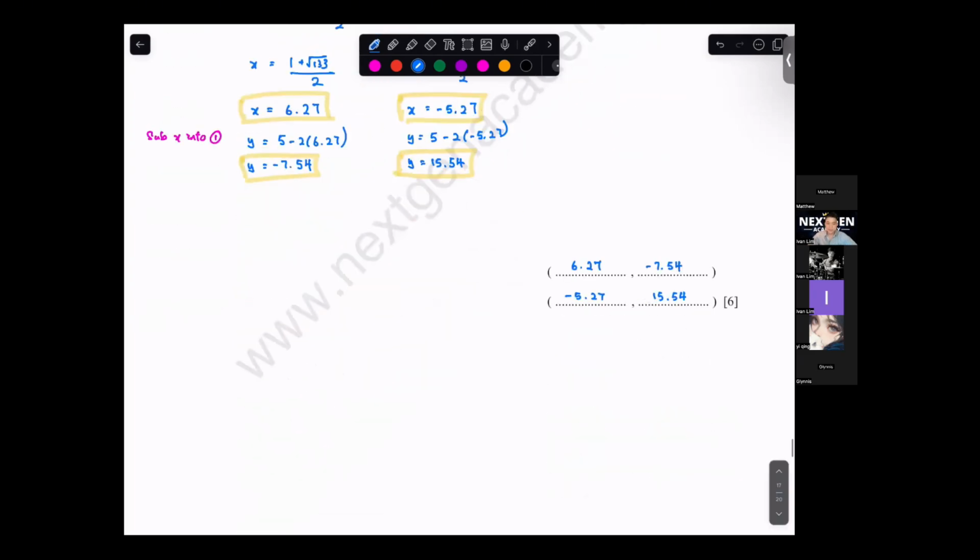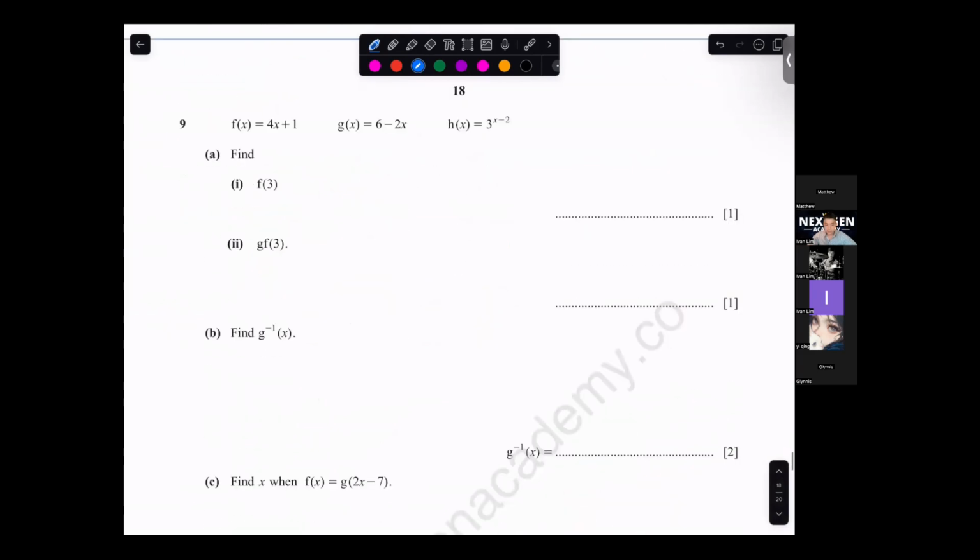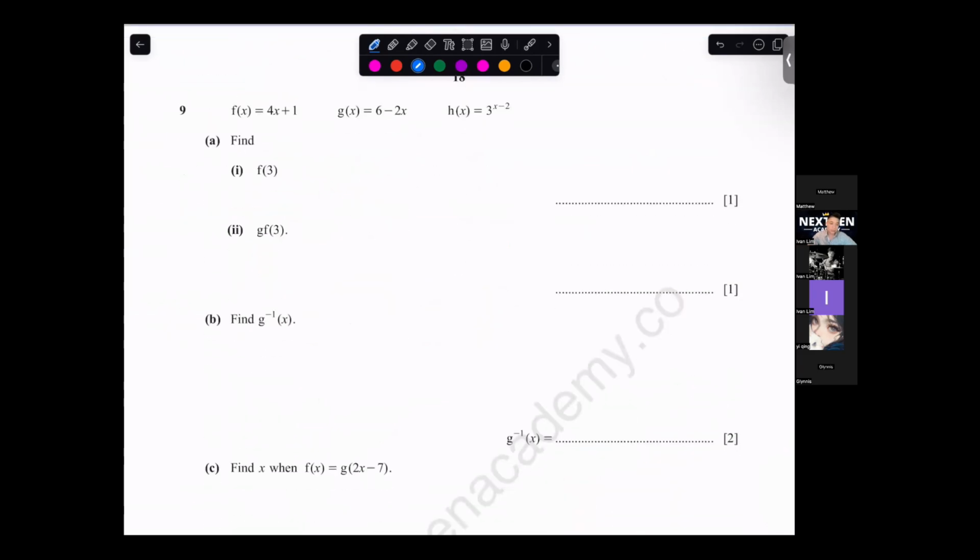Okay, number 9, last one. I think it's not too hard, but for functions, I often see at least one question. So you all just need to know 3 things for functions. Number 1, you know how to substitute it in. Number 2 is how to find the composite function. Number 3 is how to do the inverse function. 3 things only.